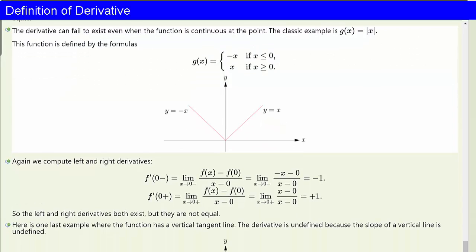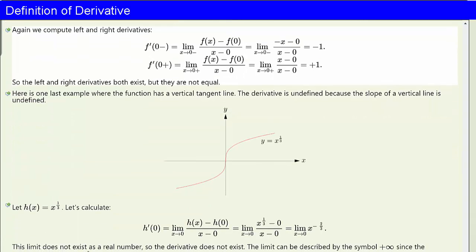The derivative can fail to exist even when the function is continuous at the point. Geometrically, the curve has no jumps but fails to have a tangent at the point. The classic example is g of x equals absolute value of x. This function is defined by the formulas. G of x is minus x if x is less than or equal to 0, and g of x is x if x is greater than 0.